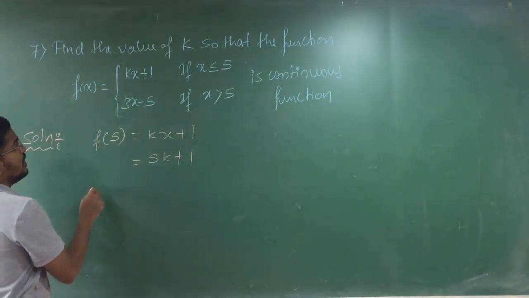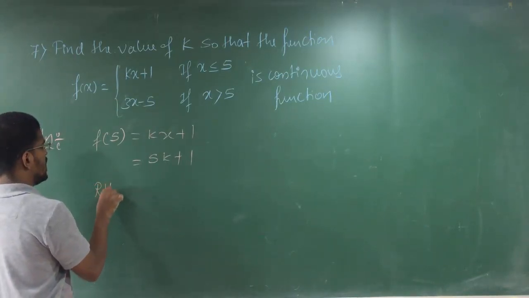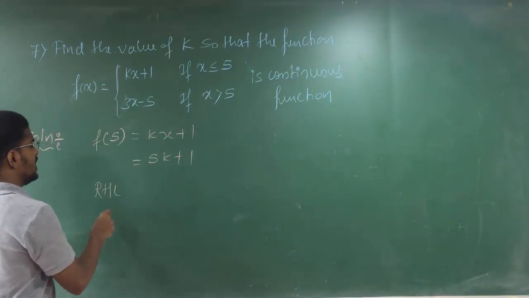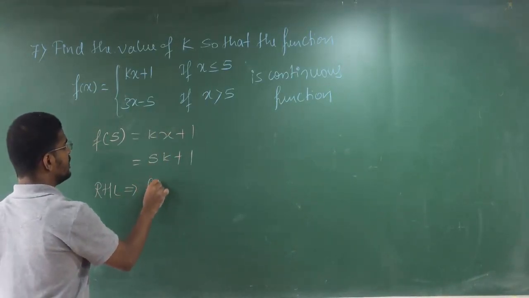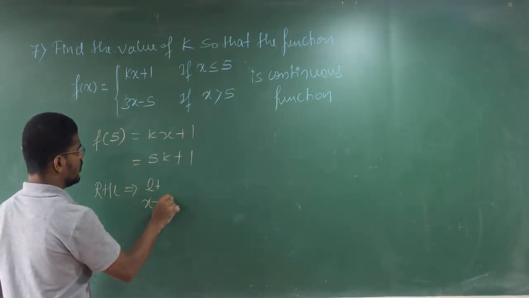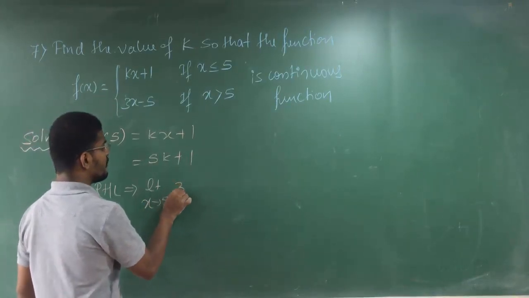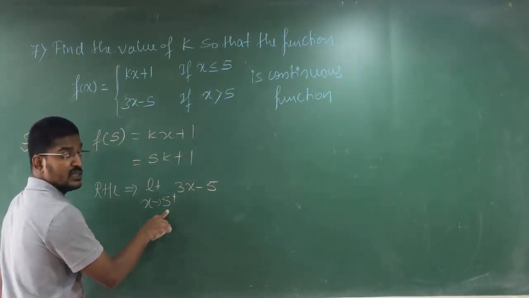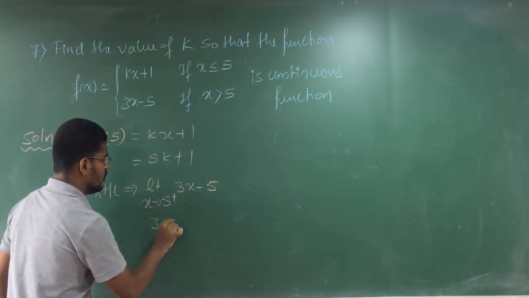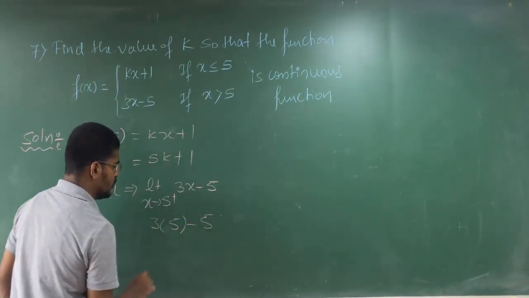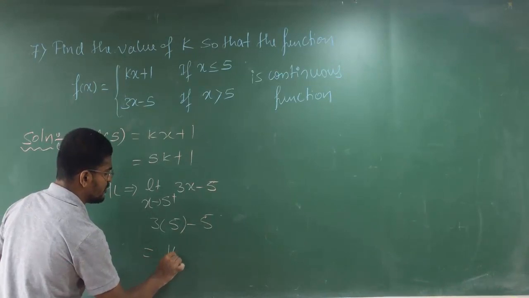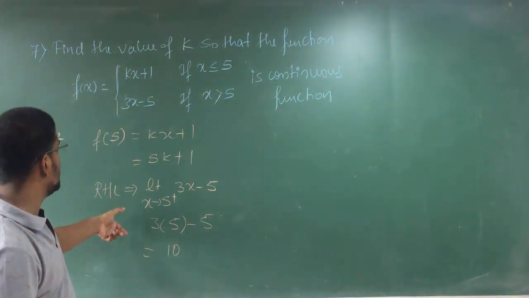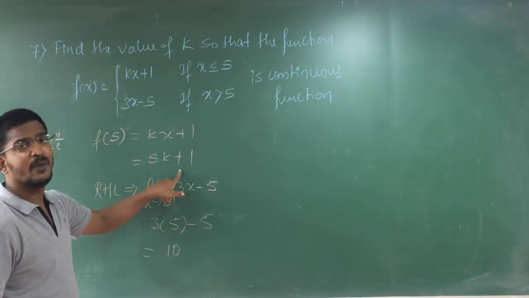Next, let us go for RHL because here x is greater than 5. Right hand limit. This implies limit x tending to 5 plus f of x is 3x minus 5. X value is how much? 5. So 3 into 5 minus 5. So 15 minus 5 is how much? 10. So your answer will be 10 for RHL. F of 5 is 5k plus 1.